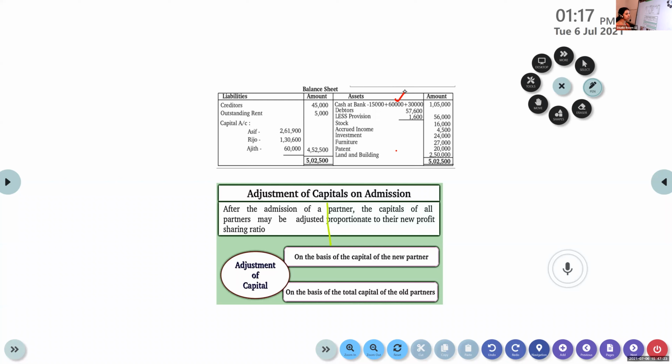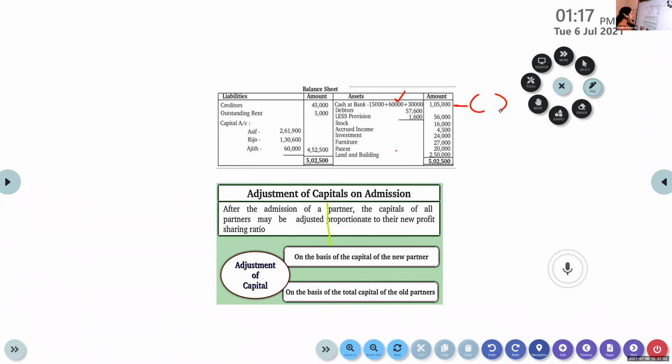1,05,000. Here withdrawal is not made, so there is nothing to subtract from this figure. If suppose a share of goodwill is withdrawn by the old partners, then minus that withdrawn amount should have been done. Here that is not required. No withdrawal is made by the old partners. Okay, that is about cash. Hope the calculation is okay.